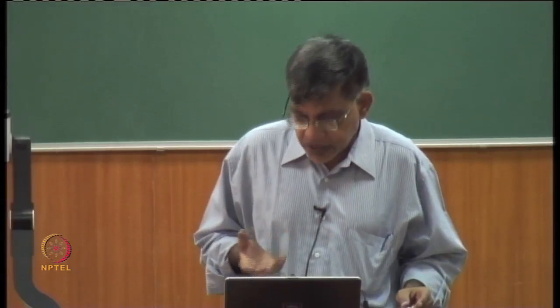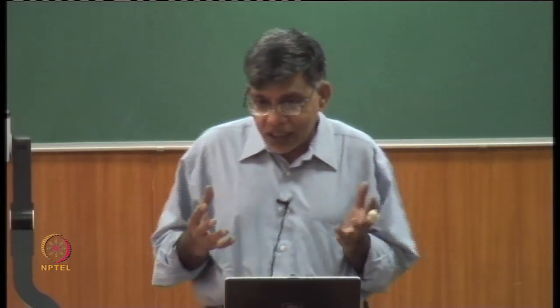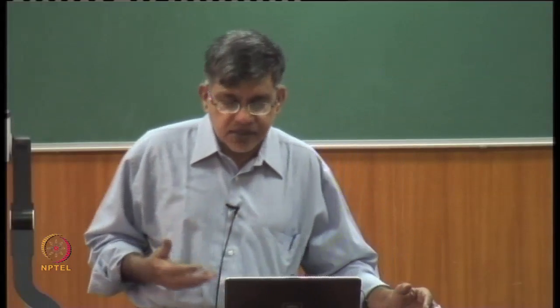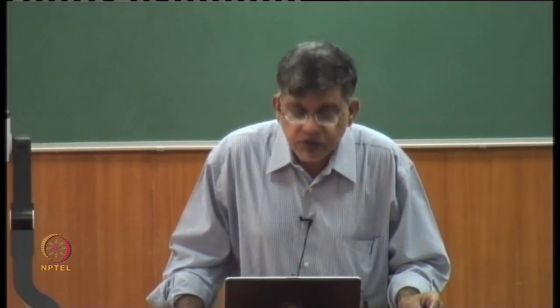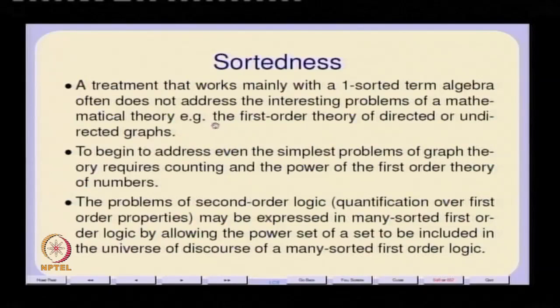So, one possibility is to actually import also the theory of numbers and counting into the first order theory of graphs, and then try to axiomatize, try to derive properties of, let us say, directed or undirected graphs. So, the first step towards doing this is to actually dispense with a one sorted term algebra and allow for a many sorted term algebra.